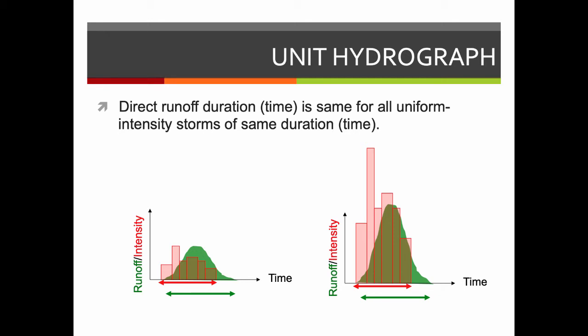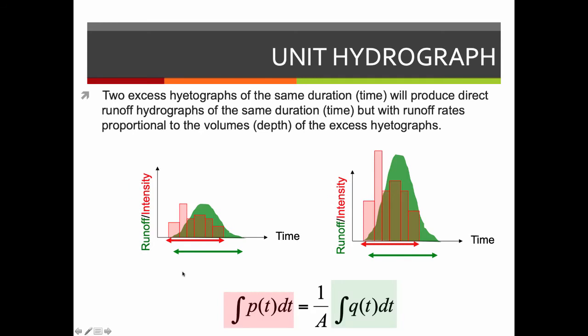Okay, so we'll look at those in turn. Direct duration is the same for all storms of the same duration. So here's duration red, produces runoff duration green. Here's duration also red, runoff duration green. The 2 excess hyetographs, the same duration, will produce direct runoff hydrographs, the same duration, but with rates proportional to volumes. So here we have red duration, produces green duration, red duration same, green duration same. But now the heights of these are different, and so the area under this one is different than the area on the right.